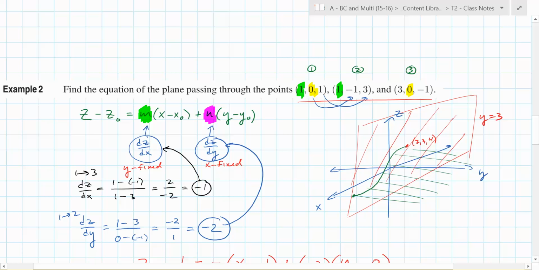The x value is fixed. So which one can you use that for? Oh, that one right there. And what do you see right here? The y values are fixed. So if you have points presented in this way, it's a lot easier. So what does that mean?